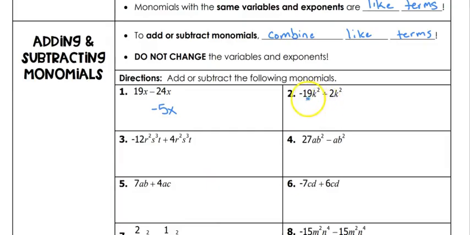Negative 19k squared plus 2k squared. Same variable, same exponent, so we can put them together. Negative 19 plus 2 is negative 17k squared. Same idea here. Even though we have 3 variables, r squared, s to the third, t, my variables match, so I can just add or subtract whatever it's telling me to do. Negative 12 plus 4 would be negative 8, and then all of my variables and exponents stay the same.